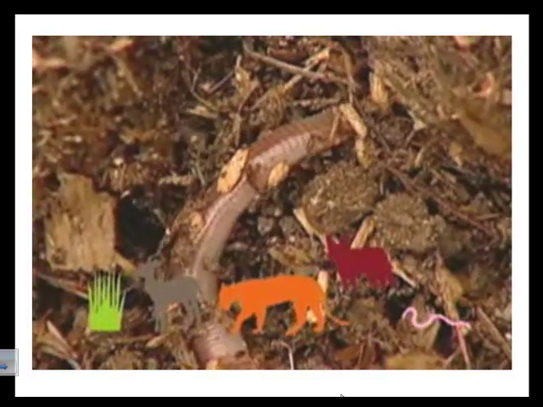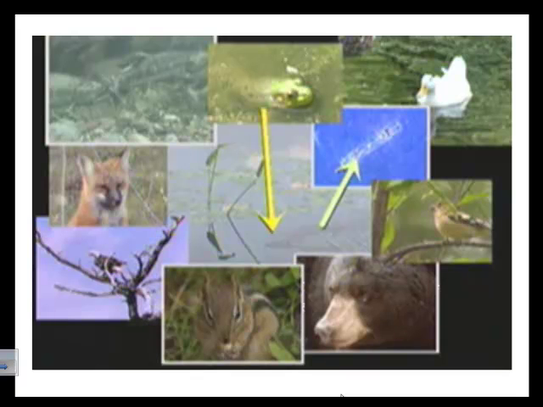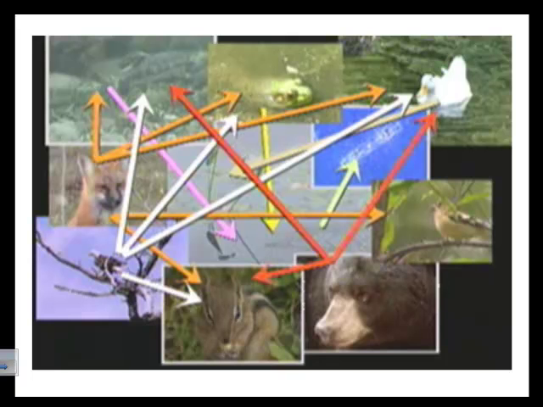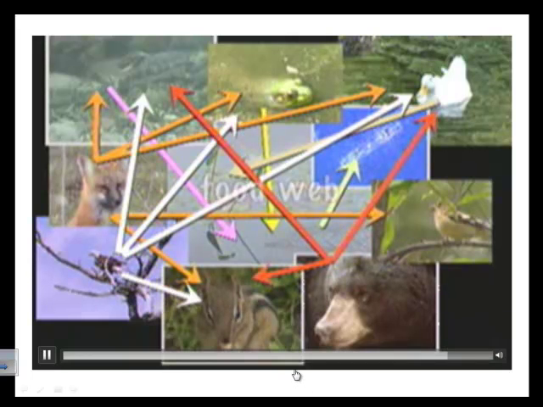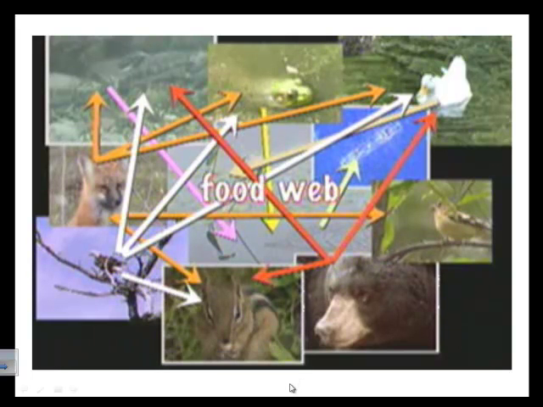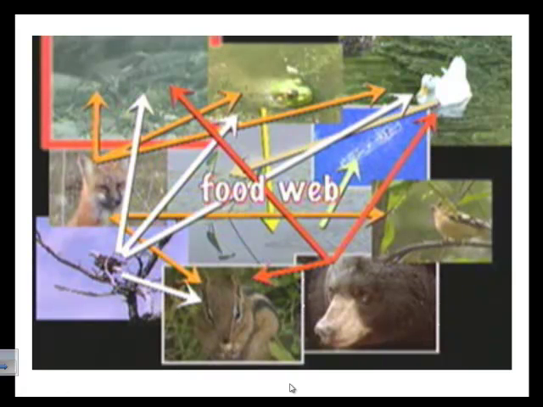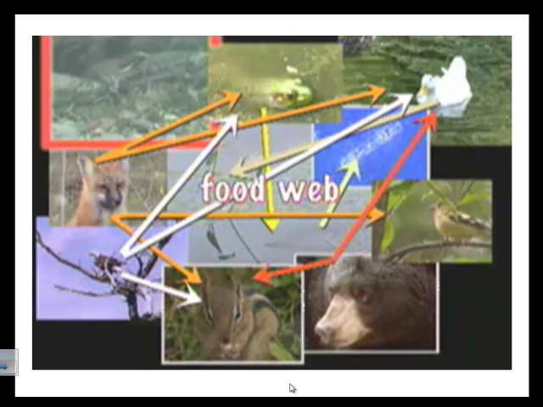Since most species eat and are eaten by more than one other species, these food chains link together into a food web. Consequently, changes affecting one group ultimately can impact on several others. Food chains exist in all ecosystems.